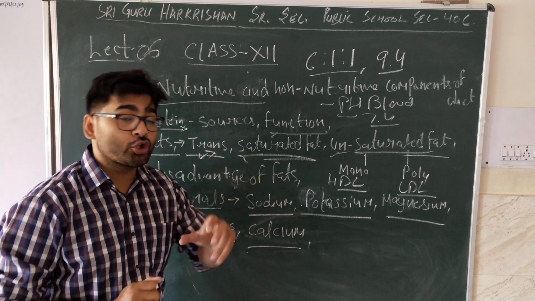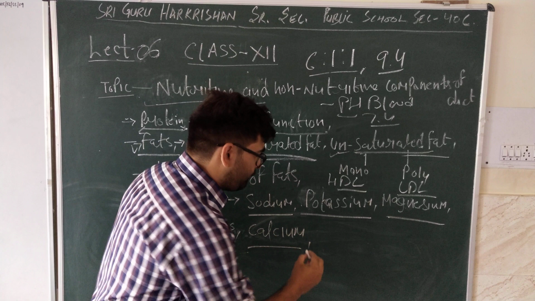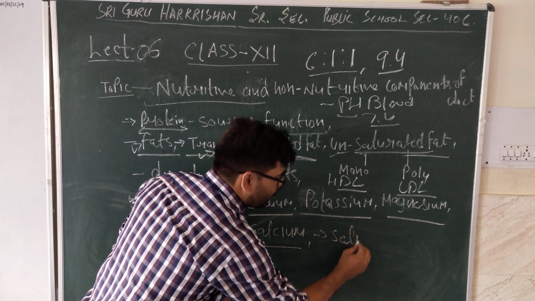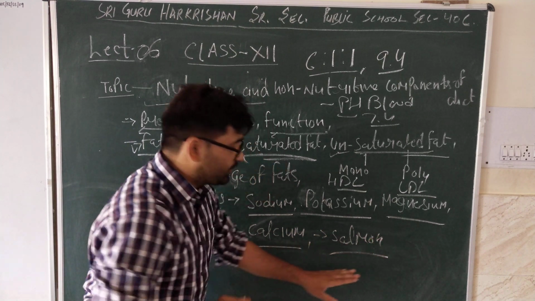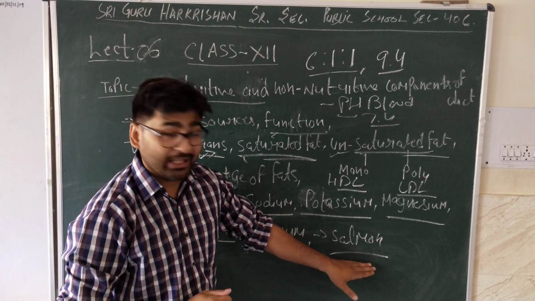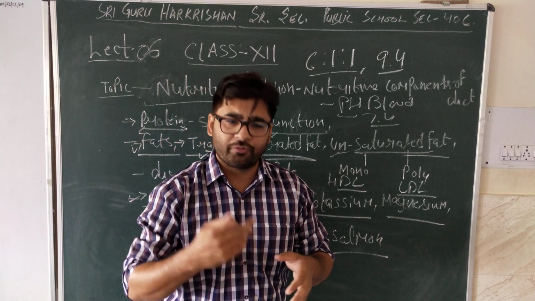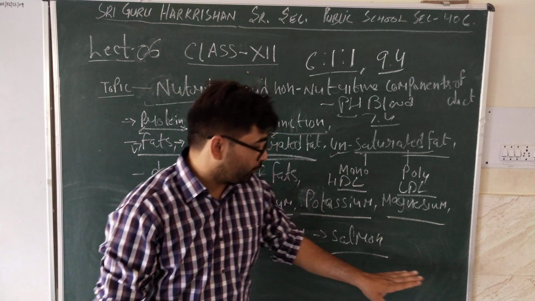So what are the sources of calcium? Fish with bones, like salmon, is good for your calcium. And soya milk, and green vegetables like broccoli and mustard greens. Fresh green vegetables are important for calcium.